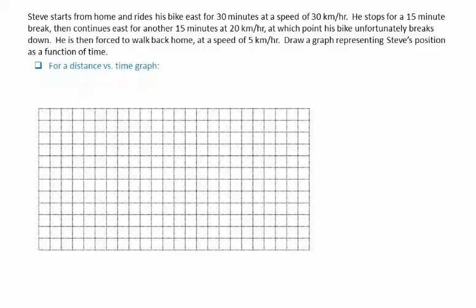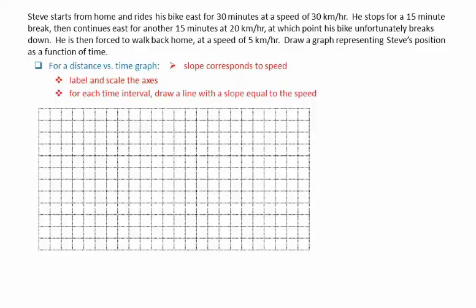For a distance versus time graph, recall that the slope corresponds to the speed. For this question, we have to label and scale the axes, and then for each time interval, draw a line with a slope that is equal to the speed for that interval.